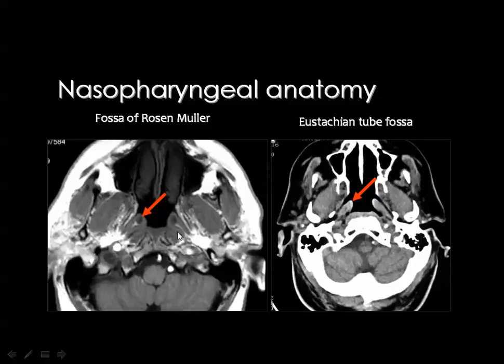You may remember the name and you may not. These are the two muscles forming the torus tubarius with a fat plane in between. Then this torus tubarius is separating two well-defined fossae, the eustachian tube fossa and the fossa of Rosenmuller.